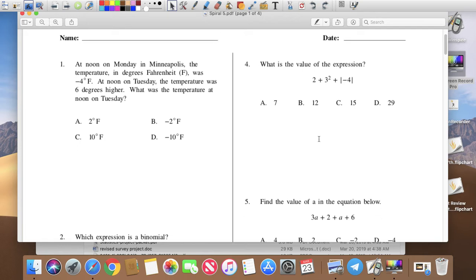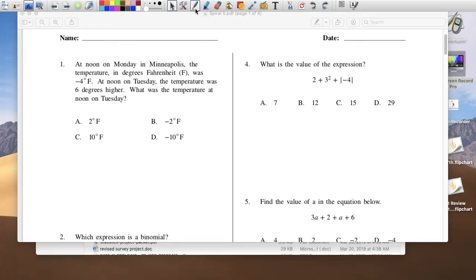So number one, at noon on Monday in Minneapolis, the temperature in degrees Fahrenheit was -4. At noon on Tuesday, the temperature was 6 degrees higher. What was the temperature at noon on Tuesday? Well, it won't hurt for you to do something like this. So you're at -4, right? And it says it went up, so you got warmer. So it went up by 6, so you can just simply count 1, 2, 3, 4, 5, 6, and you can add: -3, -2, that's -1, that's 0, that's 1, and your temperature is 2 degrees.